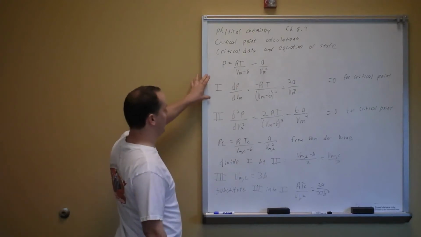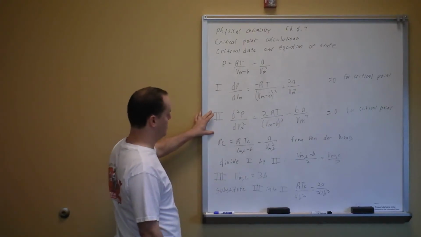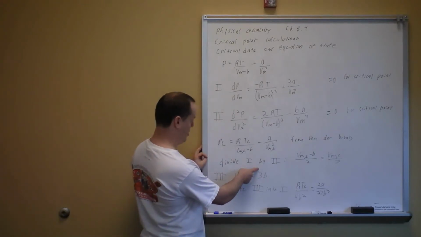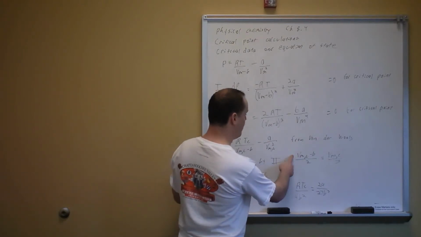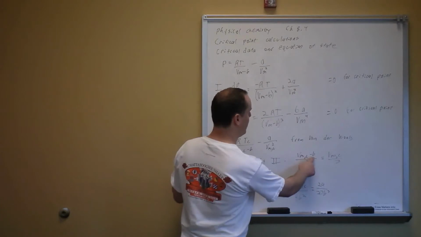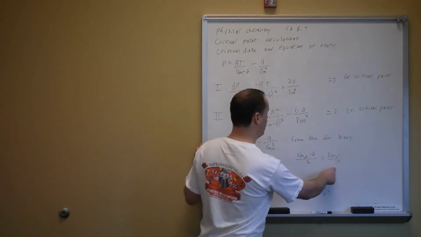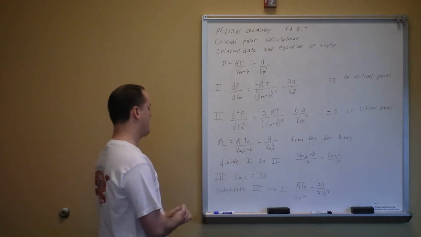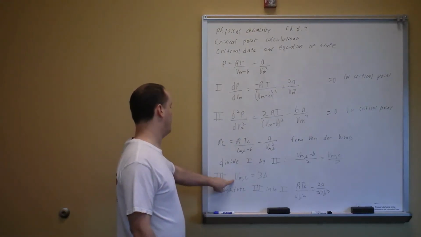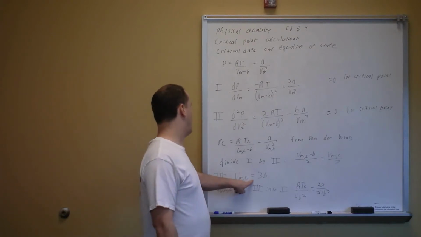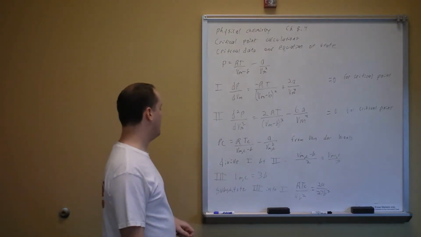Now we're going to divide equation 1 by 2. If you don't think you can do that, take linear algebra, have your math teacher teach you about that. So we're going to get molar volume critical minus V over 2 is equal to molar volume critical over 3. So solving for molar volume C, we're getting equation 3, and that's just equal to 3 times V.